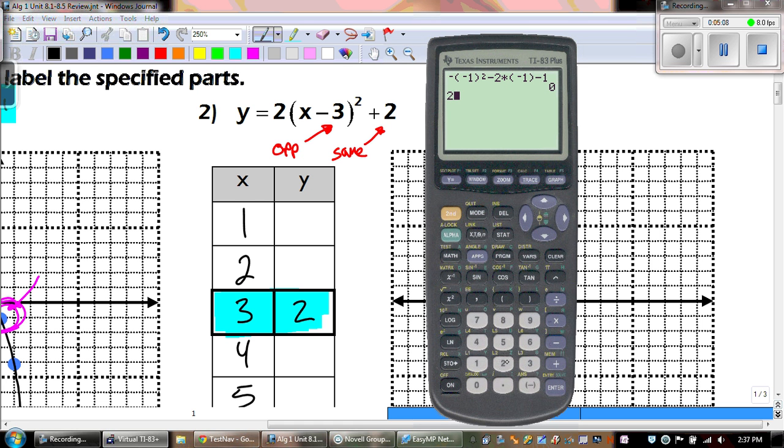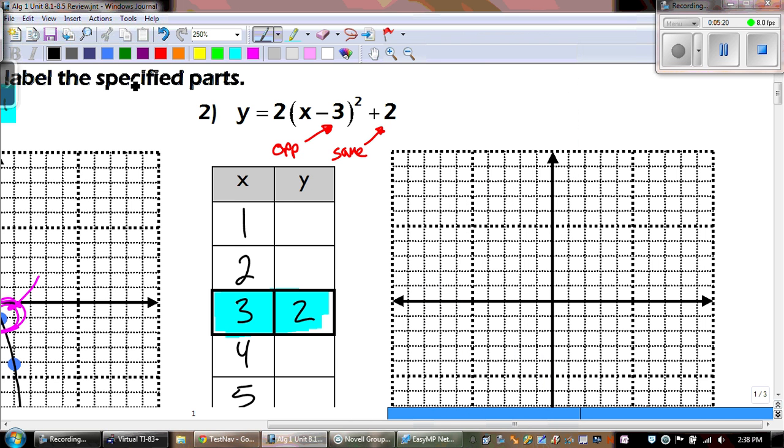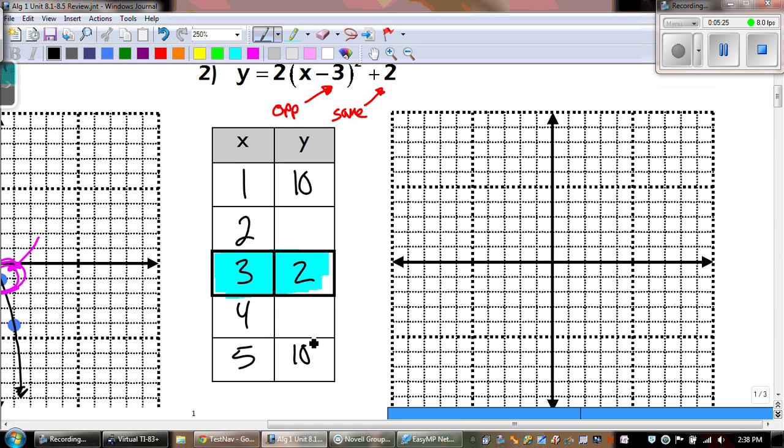When you're plugging it in, just follow what the formula says. 2 minus, we'll do 1 minus 3 squared plus 2. Plug it in, and we get 10. And I'll give you another answer. Tell me what you get for 2. Did you find out yet? Well, you should have gotten 4. And if you didn't get that, you need to come in for help.